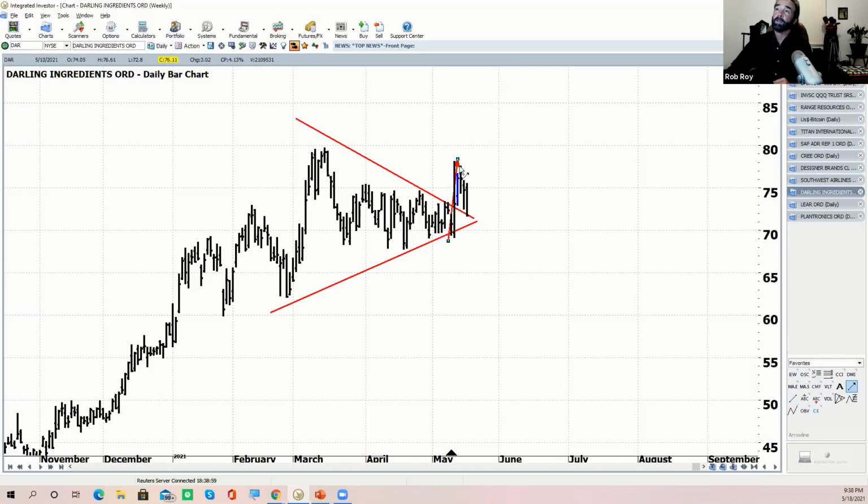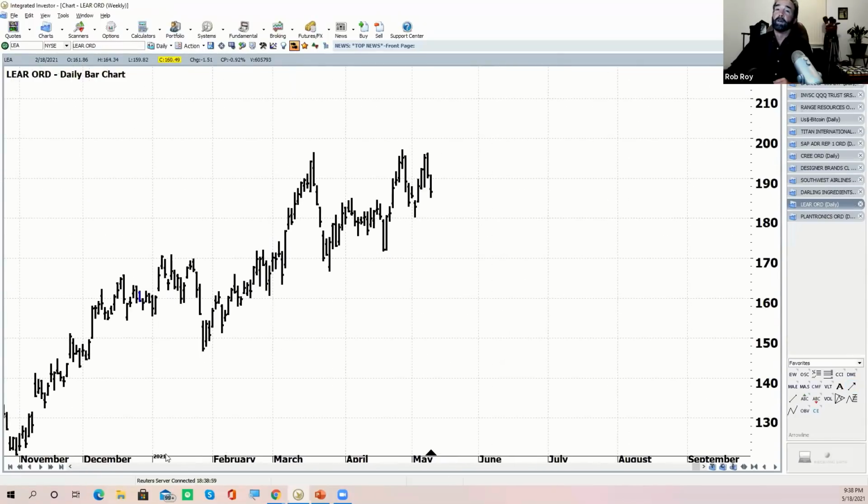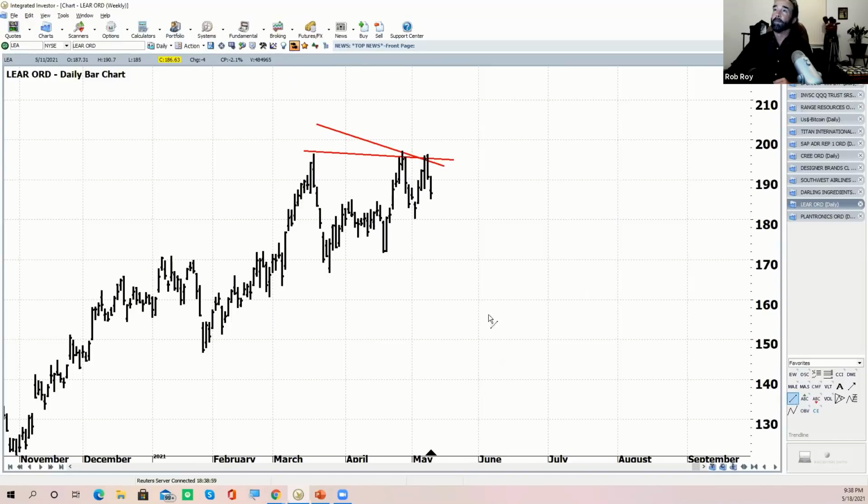So this one had a nice breakout. We're right back down to the point. So you just wait and see what's going to happen here. With Lear, there was your setup here. You could call that an ascending triangle as well, if you wanted to, which would make sense, but I think either one would be all right. And not much has happened there.